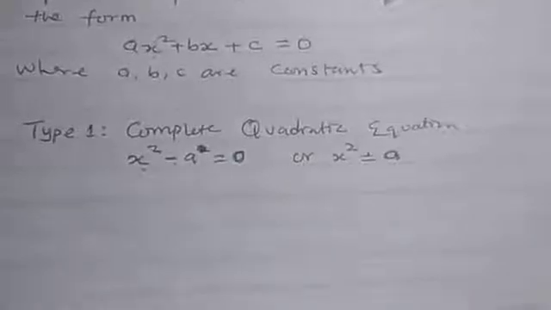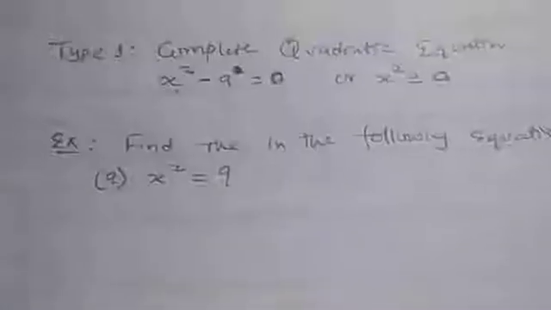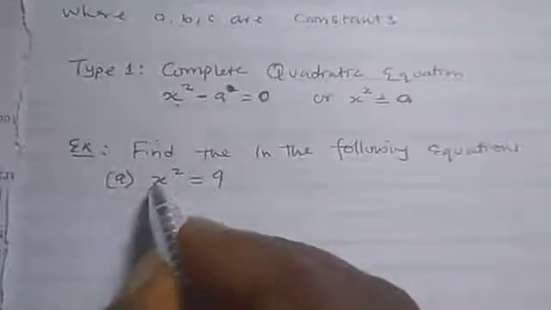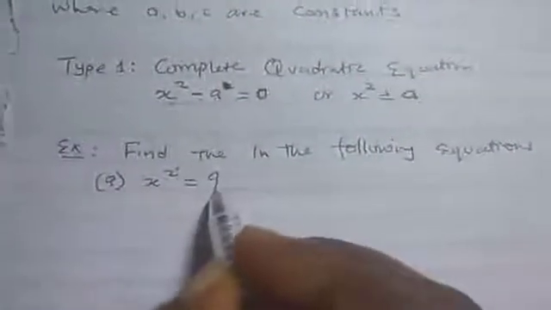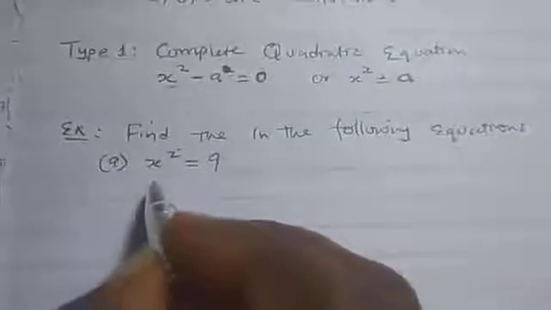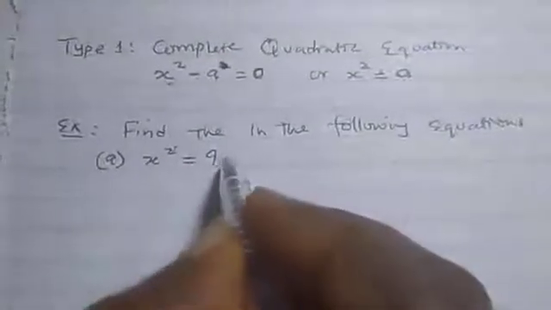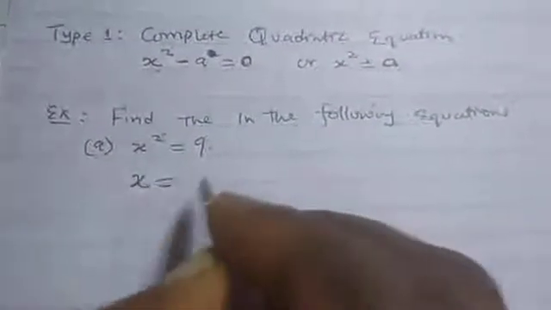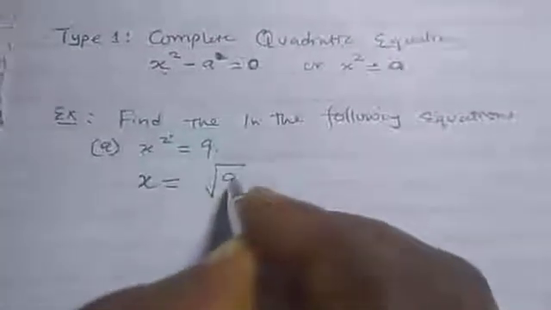Now let's consider examples on this. The first one, we have x squared is equal to 9. How do we solve this? When we have this relationship, x squared equal to 9, what you do is you just transfer this square to the other side. It becomes square root. So our answer will be x is equal to square root of 9.